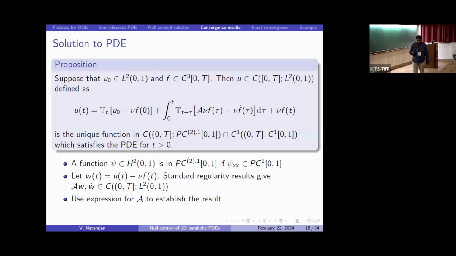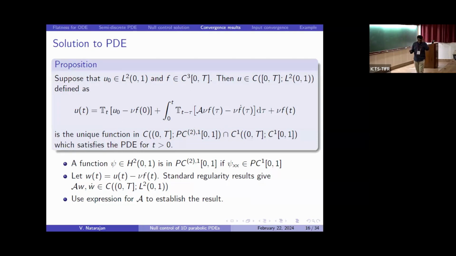Okay, so before we talk about convergence of the solution of the semi-discrete system to the solution of the PDE, we need to establish some regularity for the solution of the PDE, which is what we do in this result here. We are saying that the solution to the PDE is given by this convolution expression. What we show is that it's a unique function on the interval 0 to t, taking values in PC2 1, I'll explain this space in a moment, which satisfies the PDE.